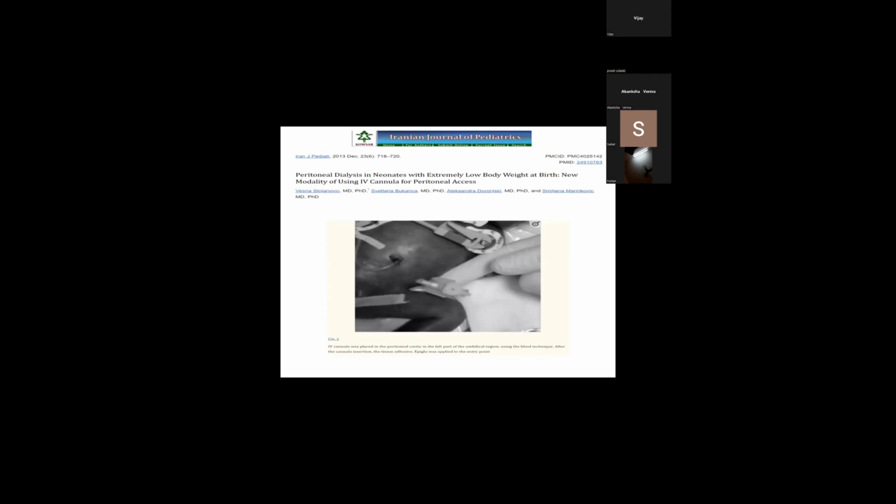This study was published in 2013. They used IV cannula in an extremely low birth weight baby as a PD catheter, and no complication was associated with this, but the baby succumbed due to the condition for which peritoneal dialysis was started. This study was published in 2018. In this, they used a 14 gauge single lumen central venous catheter, which served as a PD catheter, and 10 units with AKI were treated using this. Peritoneal dialysis using this was simple, safe, and effective.